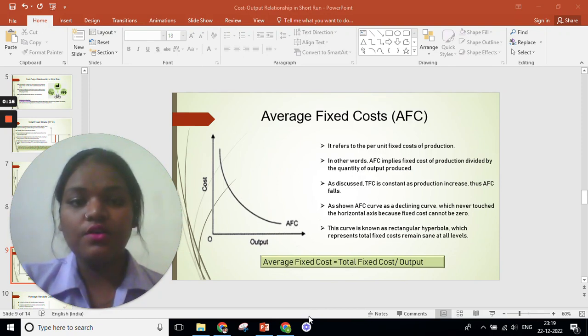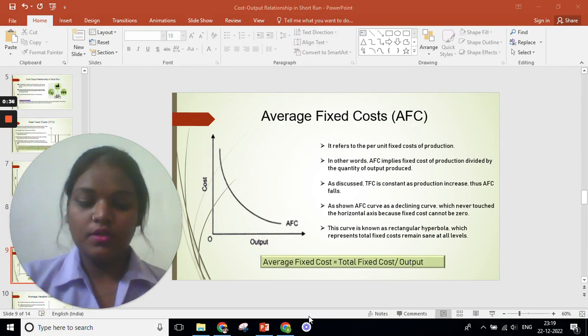Likewise, this curve will not touch the y-axis. Also, because total fixed cost is a positive value at zero output, any positive value divided by zero will give an infinite value. Thus, the shape of the AFC curve is a rectangular hyperbola.